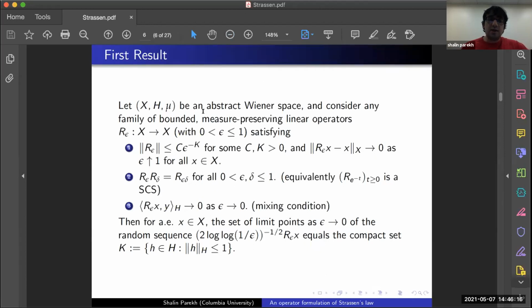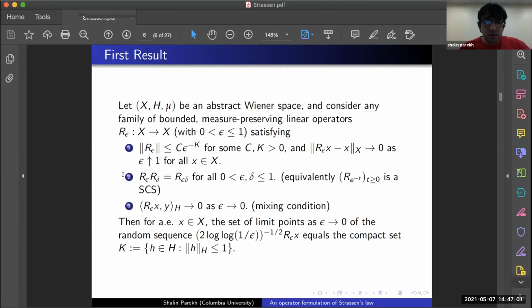It says that if you take any collection of measure preserving bounded linear operators from the space X to itself, parameterized by epsilon from 0 to 1, and they satisfy a few conditions. The operator norm of R epsilon, as an operator from X to X, should be bounded above by epsilon to the minus some large number. Furthermore, R epsilon X minus X should converge to 0 with respect to the topology of X as epsilon approaches 1. And furthermore, when you compose R epsilon and R delta, you should get R epsilon times delta, okay?